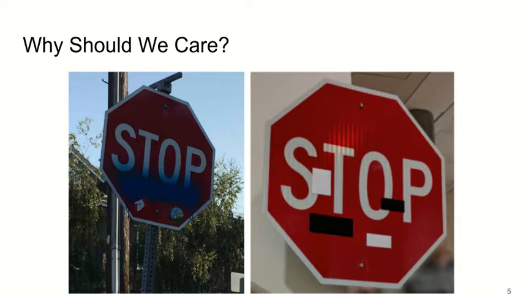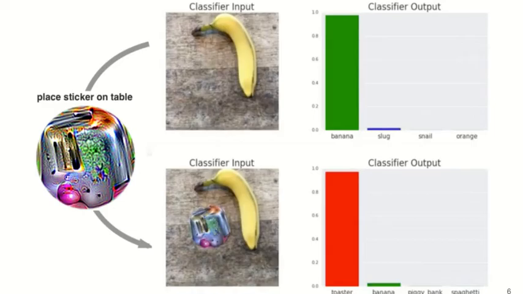There are also more harmless examples. For example, here we have a banana, and you can put this sticker on it, and suddenly it is classified as a toaster. This is pretty funny, but it shows us how easily these networks are fooled.